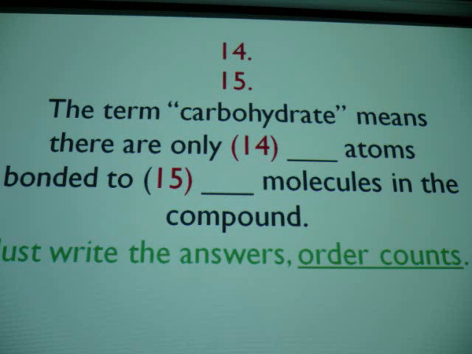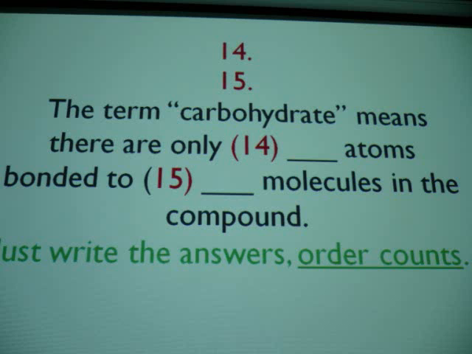Carbohydrate, what does it really mean? What do you think carb stands for? Carbo is almost what word? Carbon. Hydrate stands for? If you become dehydrated, you lose what? Water. So carbo water? Carbon water?